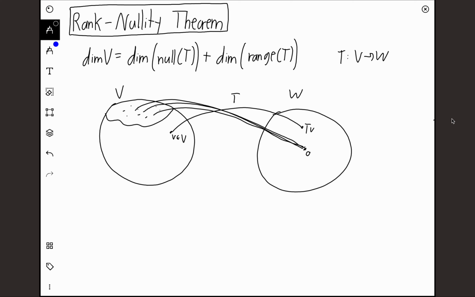This is 0. Well, then this space over here is called the null space of T. So the null space of T is a subspace of V, and it's basically every vector v from V such that Tv equals 0. So it's all the vectors that T takes to 0.